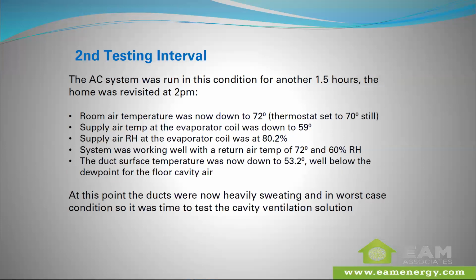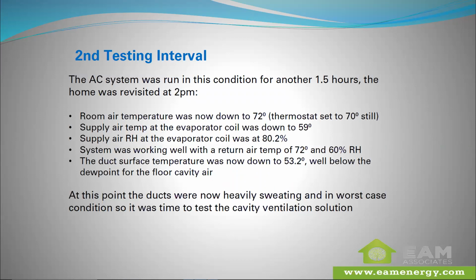At this point, we let it run for another hour and a half, and then came back. The room air temperature was down to 72. The thermostat was still set to 70, so the system had been running the whole time. Quick little note: if you're wondering why after 2 hours we're still seeing the temperature not going down that much, the decision was made to operate the home in the as-found conditions, because one of the problems we were having at this site was also, as Michael mentioned, some homeowner education type issues.